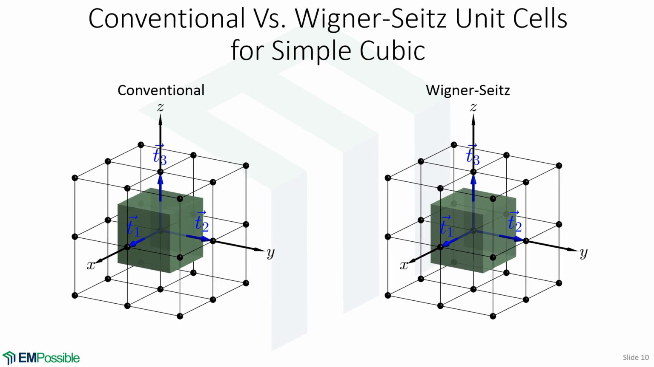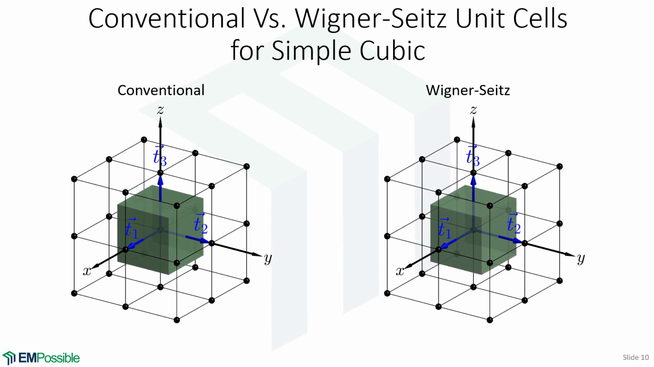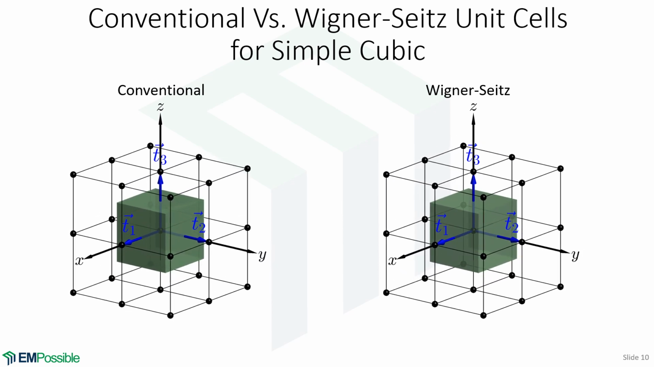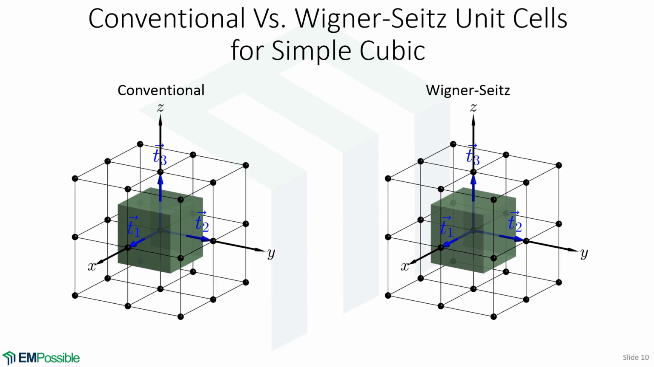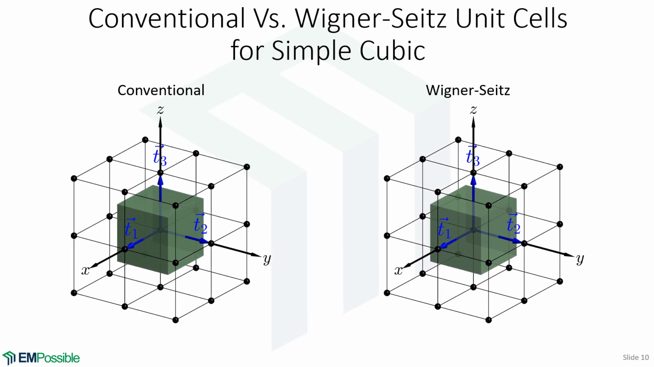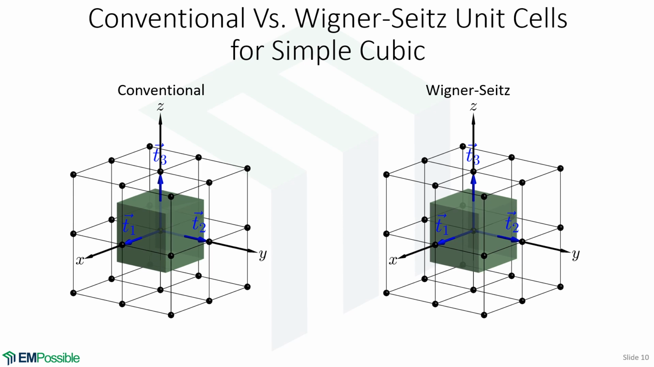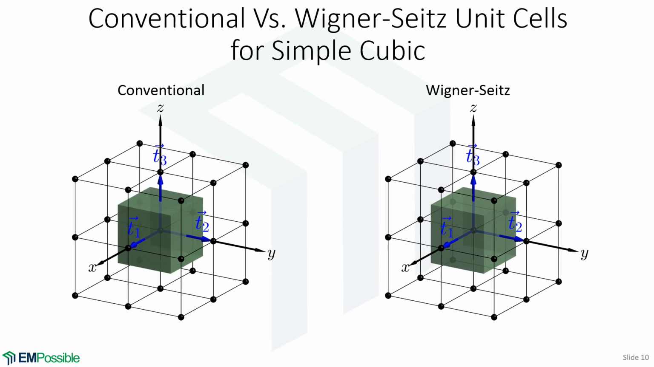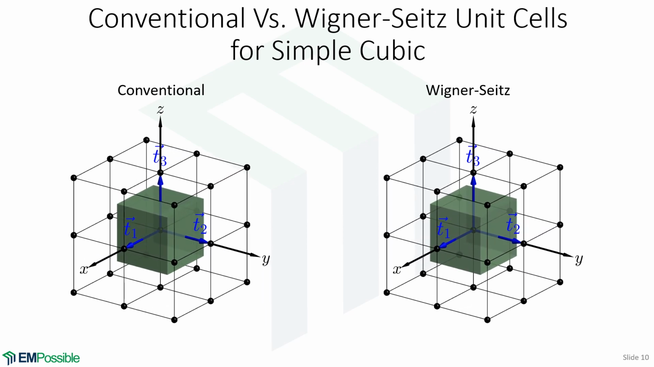So let's just compare some conventional unit cells to Wigner-Seitz unit cells. This is for simple cubic symmetry, and it turns out for simple cubic, the conventional unit cell and the Wigner-Seitz unit cell is actually the same thing. So not much interesting here.